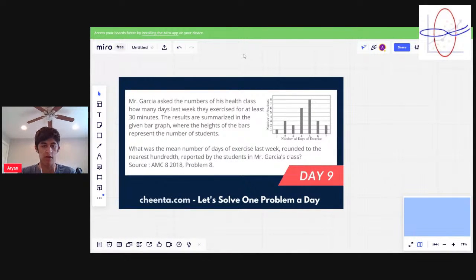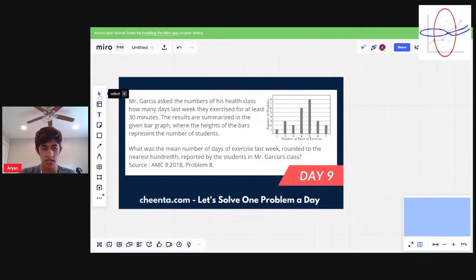Today we're going to be going over the AMC 8 2018 problem number 8. And here we have a quick review of the problem. It says that Mr. Garcia asked the members of his health class how many days last week they exercised for at least 30 minutes. The results are summarized in the bar graph on the right, where the height of the bars represents the number of students. So the question is, what is the mean number of days of exercise last week, rounded to the nearest hundredth, reported by the students?